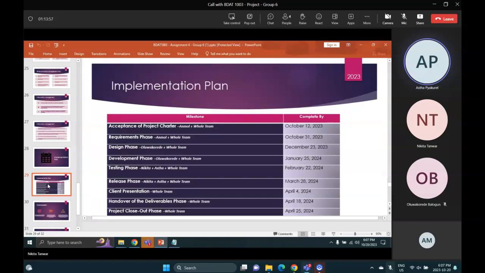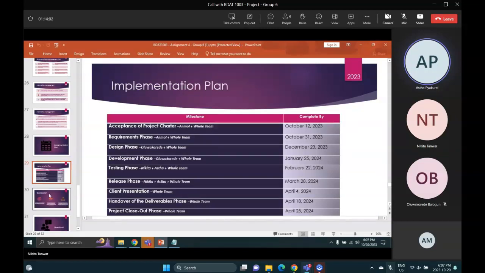So for the implementation plan, I would like to ask Anmol to proceed further. Thank you. Thanks for going over the ethics and data management, Asta.